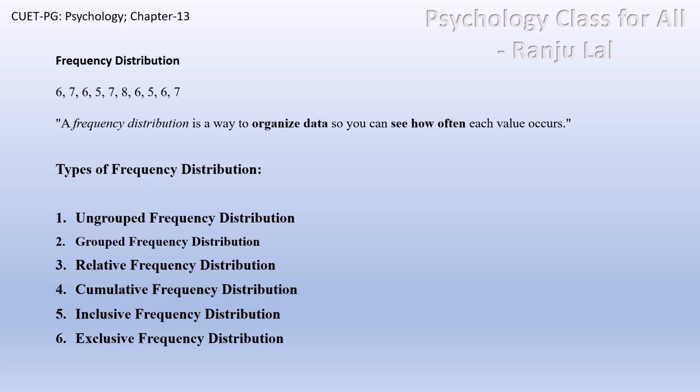First, ungrouped frequency distribution. Second is group frequency distribution. Third is relative. Fourth is cumulative. Fifth is inclusive frequency distribution. And the last is exclusive frequency distribution. I'll discuss them one by one.